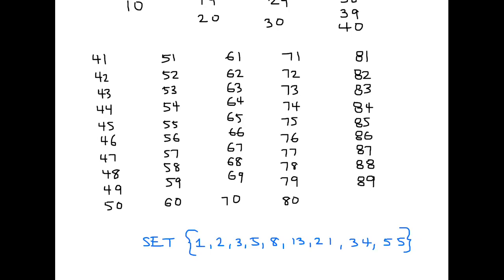Given the set 1, 2, 3, 5, 8, 13, 21, 34, 55, how many integers between 3 and 89 cannot be written as the sum of exactly 2 elements of the set? Okay, so they're just going from 3 all the way up to 89. So 3, 4, 5, 6, 7, 8, 9, 10, and so on. So I'm going to write all these out. So that's the set.